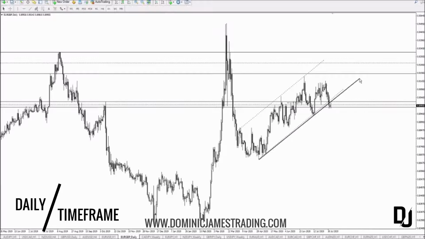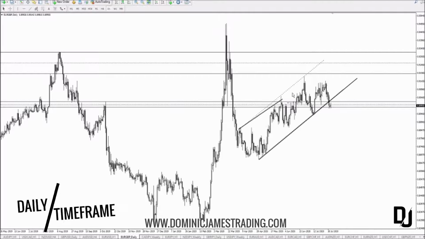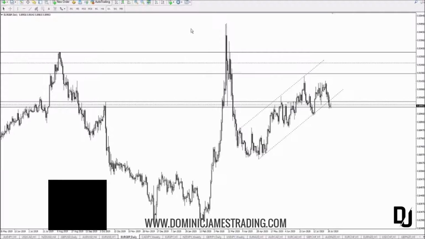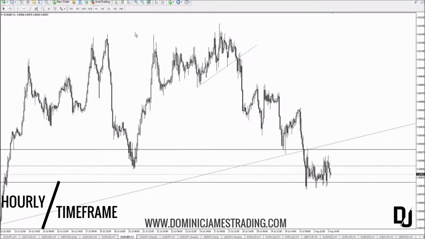Euro pound, let's go to the daily chart. Structure that I'm looking at. Support, support. We've broke down now. So looking for selling opportunities in euro pound. Don't really want to be long up into resistance. Go down into the H1.